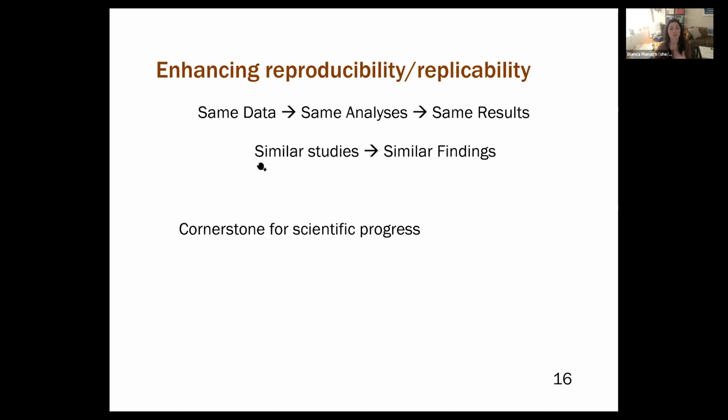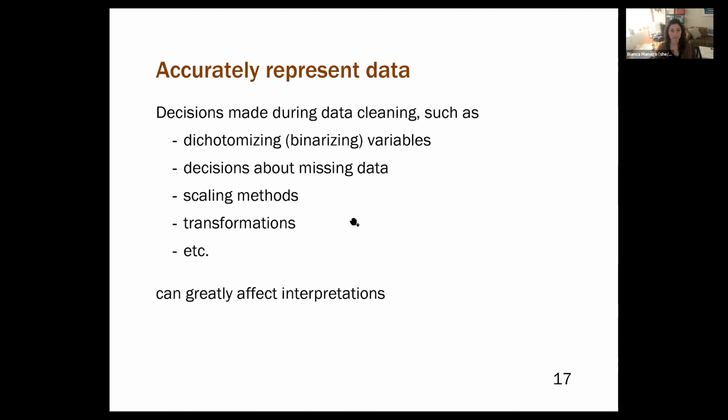If this continues to occur, we need to understand how it's being studied and try to repeat those processes. A strategic approach to data cleaning can enhance that. We also, of course, want to accurately represent our data. The decisions made during data cleaning, such as if we want to dichotomize or binarize variables, decisions about missing data, scaling methods, transformations, can all greatly affect our interpretations.